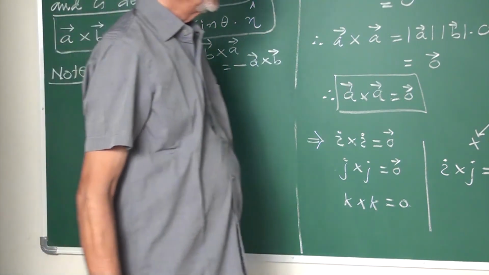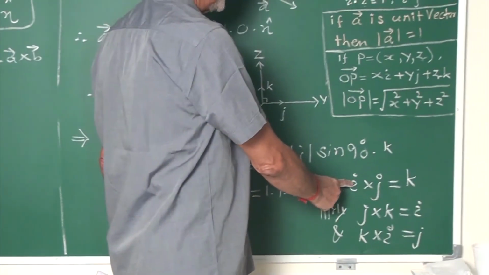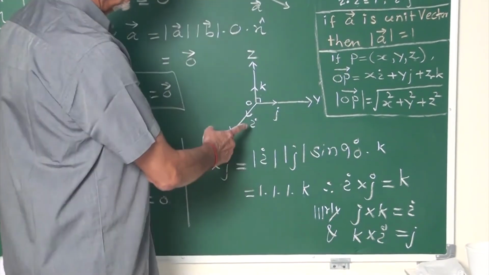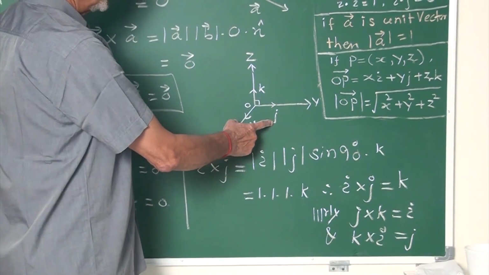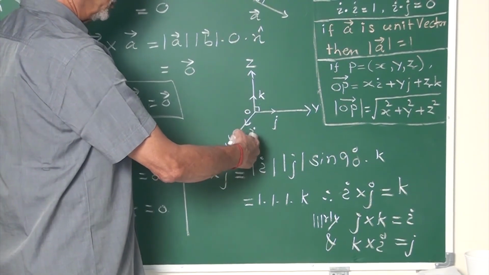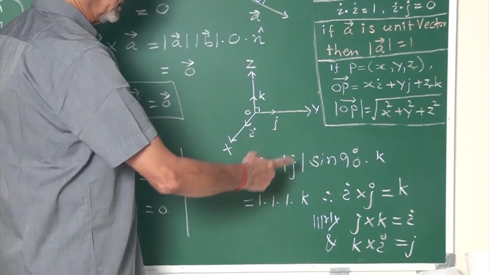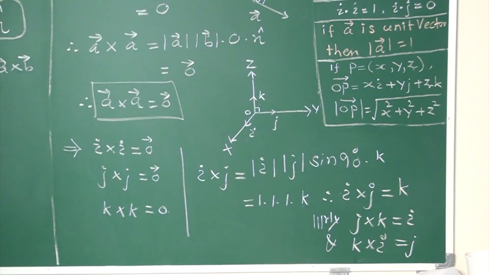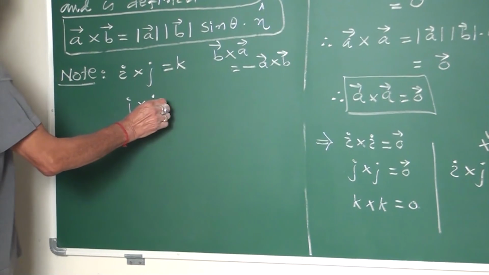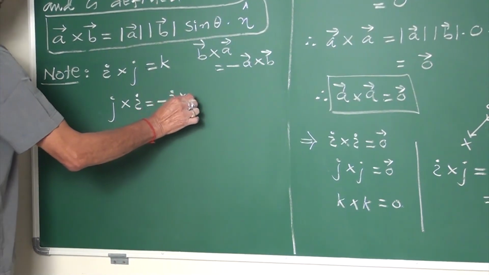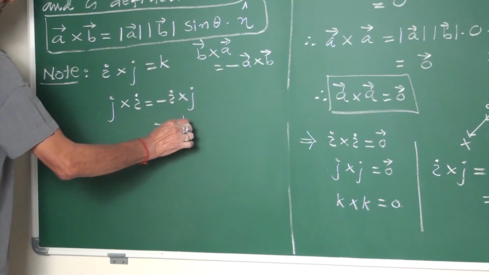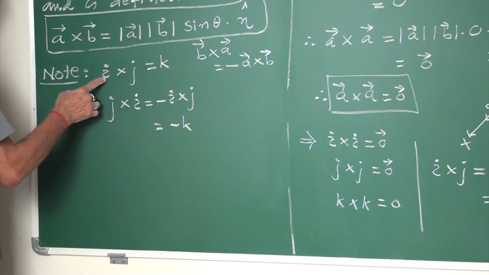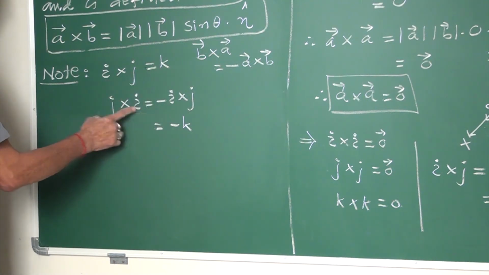But these vectors are taken in order. I cross J remaining, J cross K remaining, K cross I remaining. See, I, J, K, I cross J, J cross K, K cross I. Cyclic order. If they are in the order, it is plus K, plus I, plus J. If it is not in the order, my friends, J cross I is same as minus I cross J, which is minus K. So, I cross J is K, whereas J cross I is minus K.